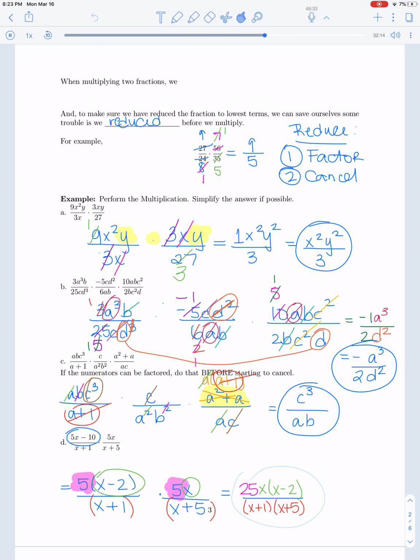But nothing actually reduced out of the fraction. We just multiplied everything out. So this is our final answer. And we can't do anything beyond this with it because nothing is identical between the numerator and the denominator.